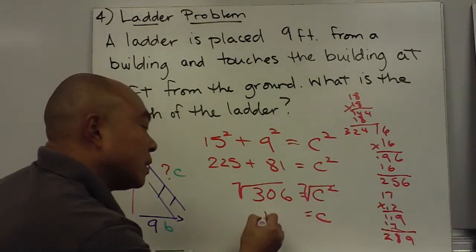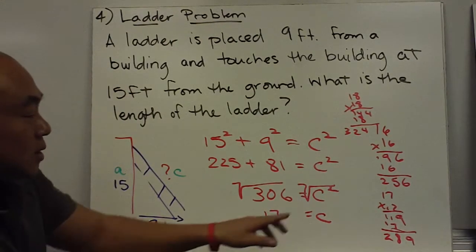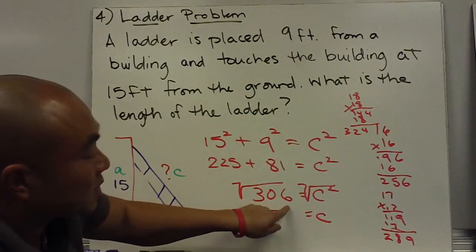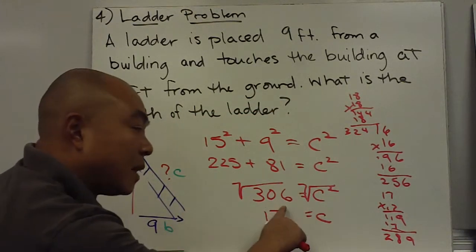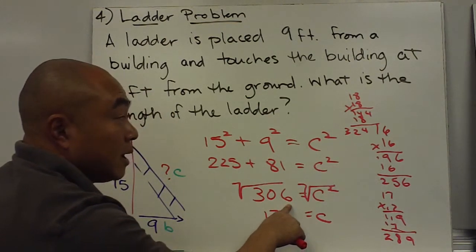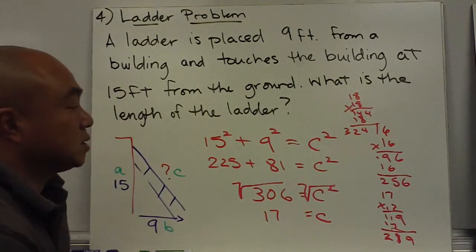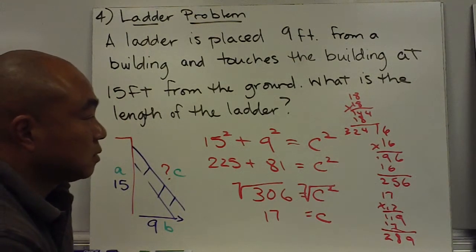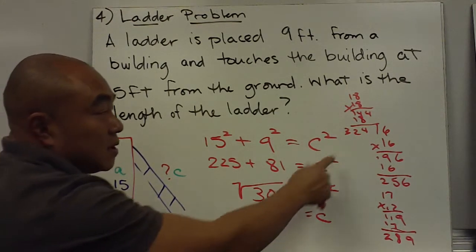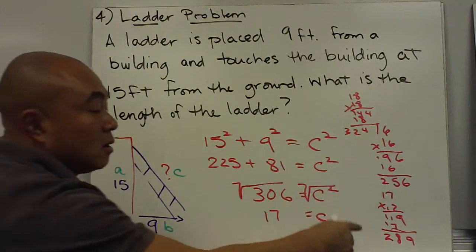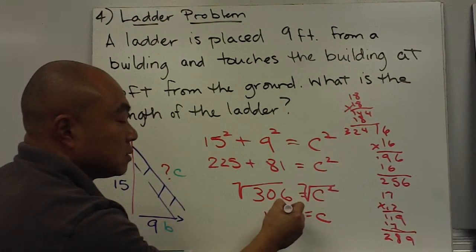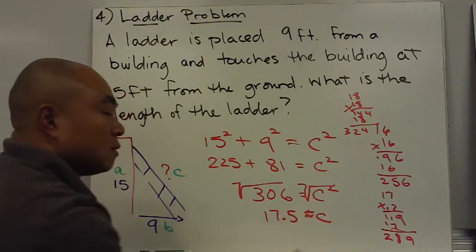So let's look at it. We have 17, and we're comparing where 306 is. It looks like 306 is about halfway between 289 and 324. So to go from this to the next number up, you're looking at halfway, which means your answer is roughly about 17.5.